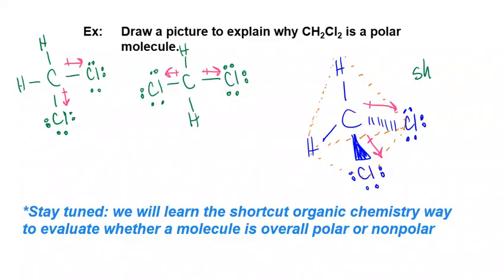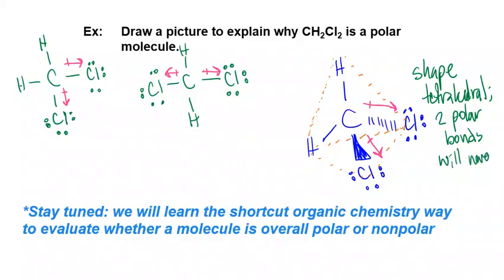So let's write that out. The shape is tetrahedral. There are 2 polar bonds, and because the shape is tetrahedral, those 2 bond dipoles, those 2 polar bonds, will never, ever, ever cancel. So 2 polar bonds will never cancel.